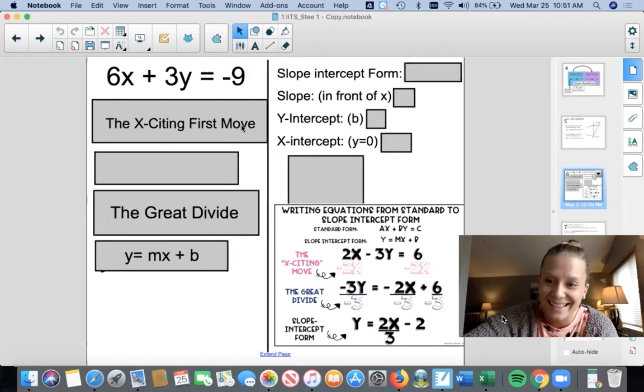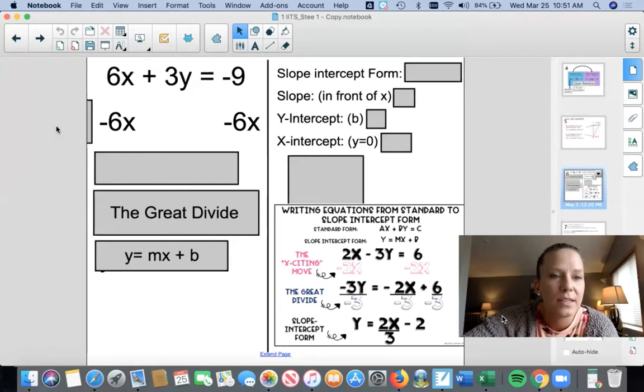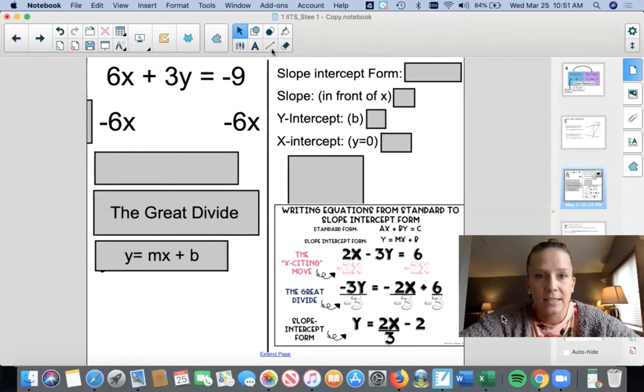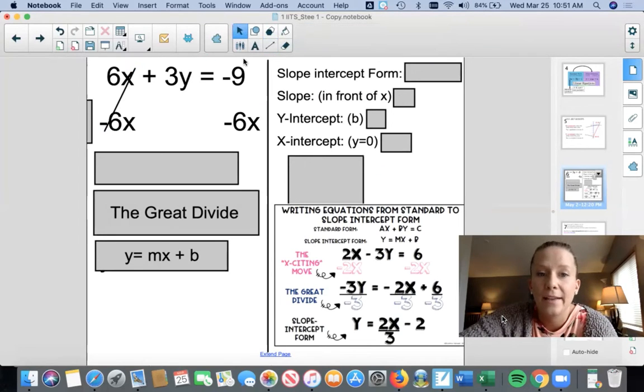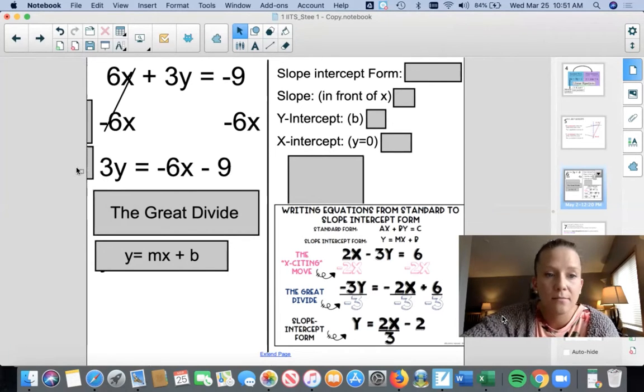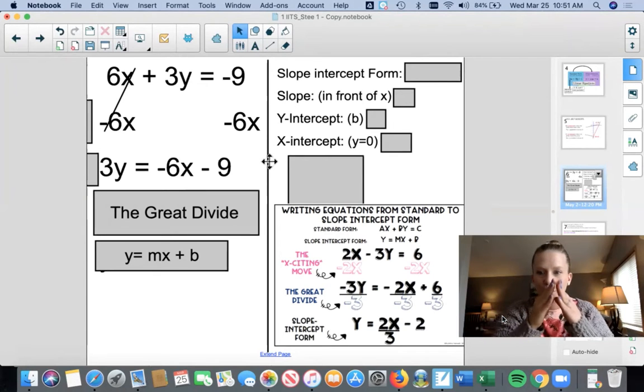Okay, so if I slide this over, you'll see here that I've subtracted 6x from the left side, causing it to cancel out. And I have subtracted from the right side as well. Okay, then here, all I'm doing is simplifying. I'm left with just 3y on the left equals, now I have a -6x, and then I brought down the -9. Step 2 is the great divide.